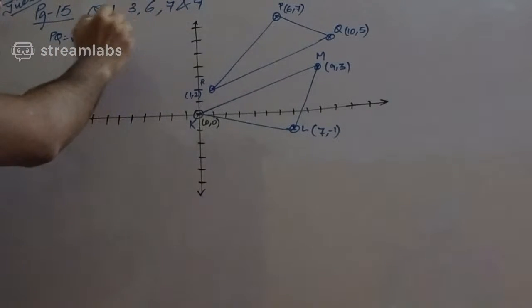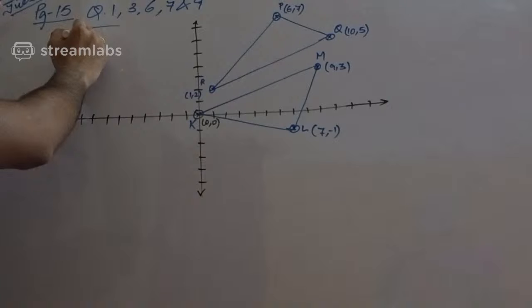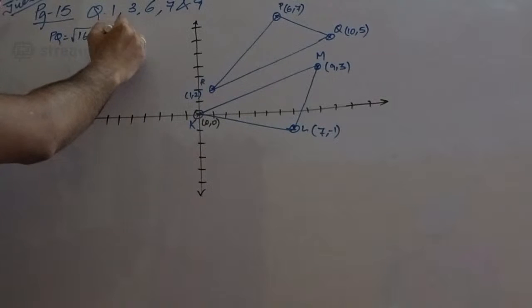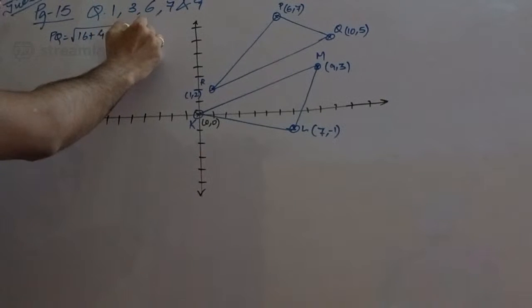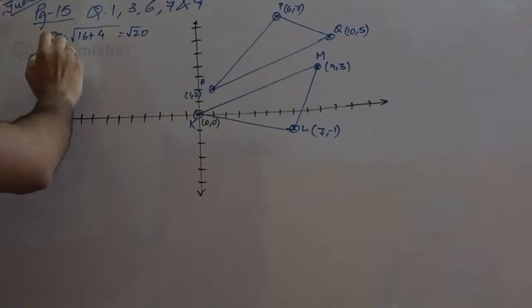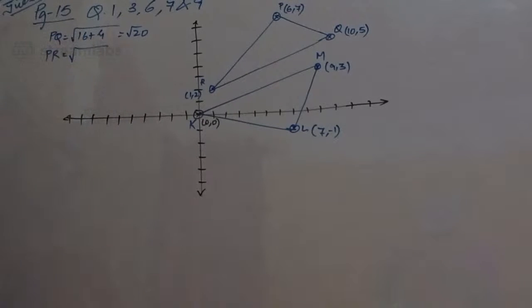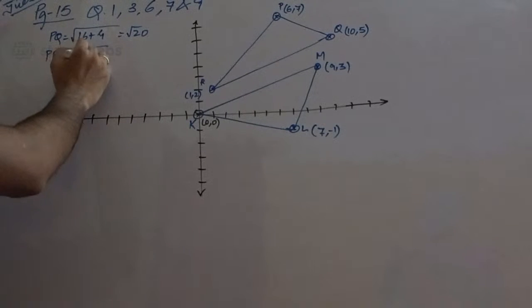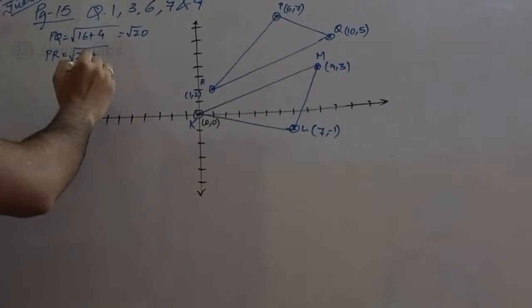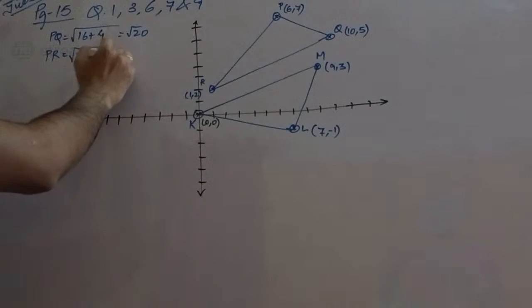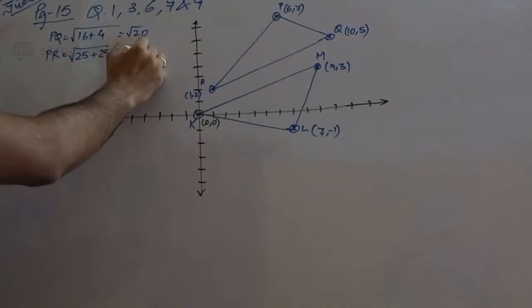If I find out PQ, quickly we can do it. How? 10 minus 6 whole square, that is 4 square, that is 16, plus 5 minus 7, that is minus 2 whole square, that is 4. So it will come square root of 20. We'll leave it in the square root itself. Then we'll find out PR. So PR will come 6 minus 1 whole square, that is 25, plus 7 minus 2 whole square, that is again 25, and that will come square root of 50.